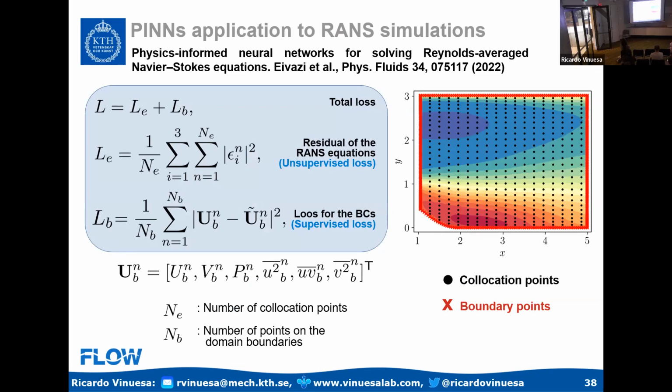Basically, the framework looks like this. I have my domain. This is a periodic hill. I'll show it later. The red dots are boundary conditions. So I need boundary conditions for all the quantities, including the Reynolds stresses. That's the downside of PINNs, because I need to know the Reynolds stresses.